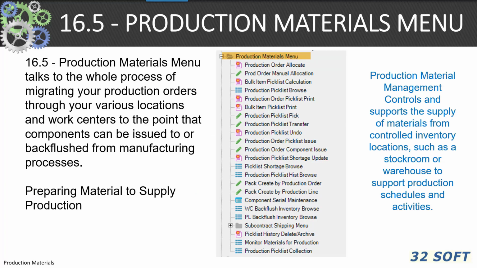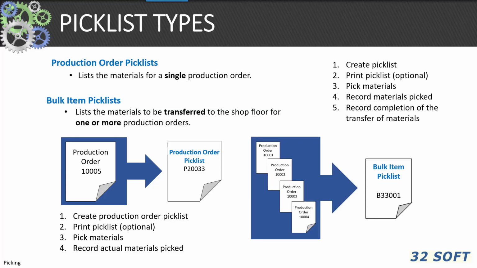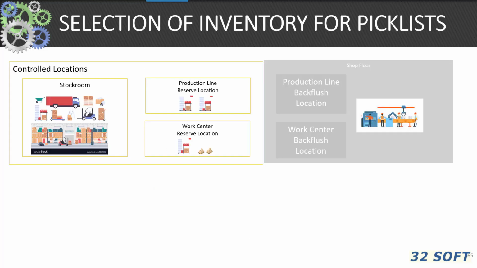16.5 production materials menu. This controls and supports the supply of material from controlled inventory locations such as stockroom and warehouse to support production schedules and activity. So there's basically two new types of pick lists. We have the old standard production order pick list: create it, print the pick list, pick it, and record the material. But you've also got a new bulk item pick list. This lists the materials to be transferred to the shop floor for one or more production orders.